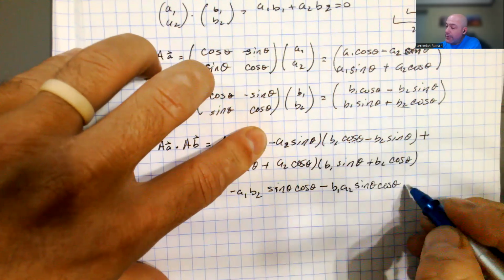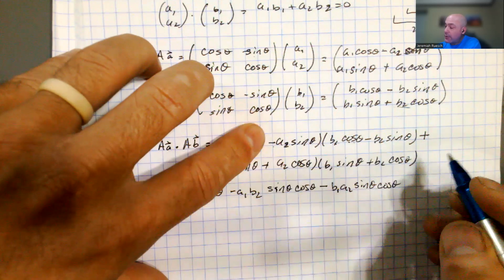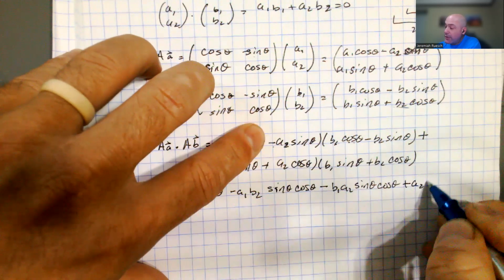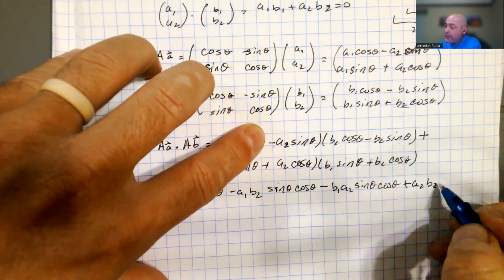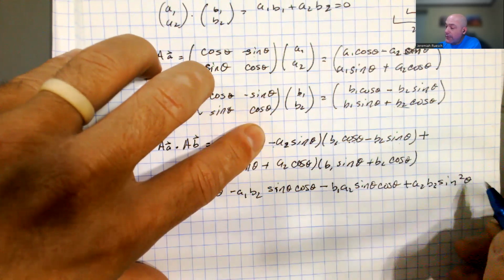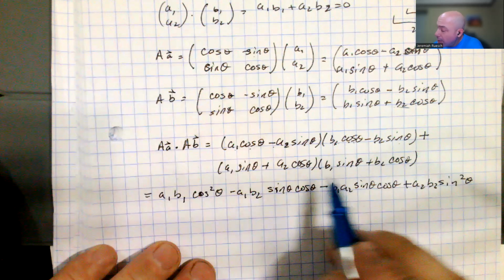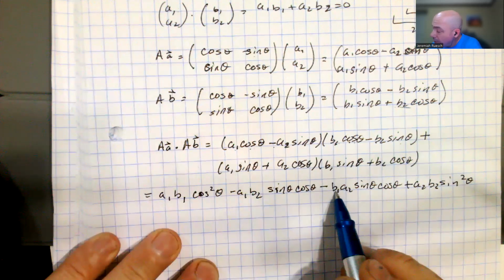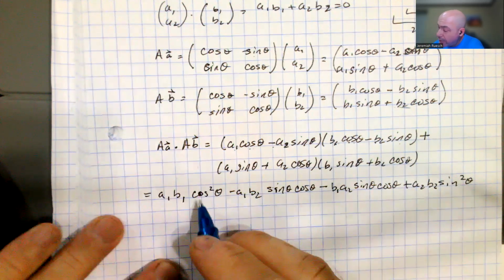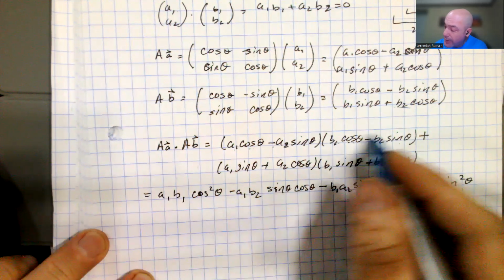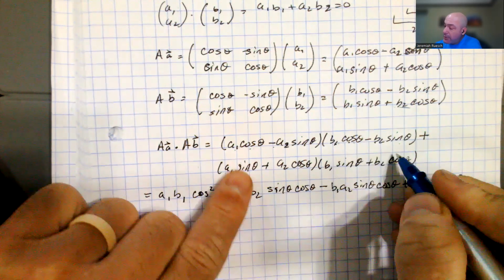And then last but not least, that is minus B2 times the minus A2. That's going to be plus A2 B2 sine squared theta. It looks like nothing cancels out here, so let's go ahead and add to it. Now I'm going to multiply these two out.